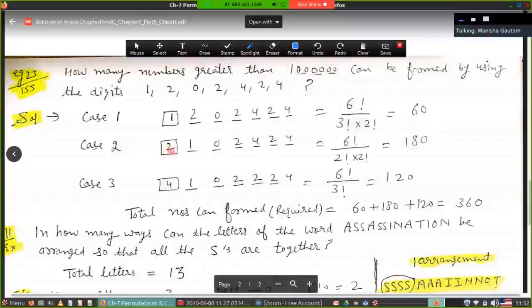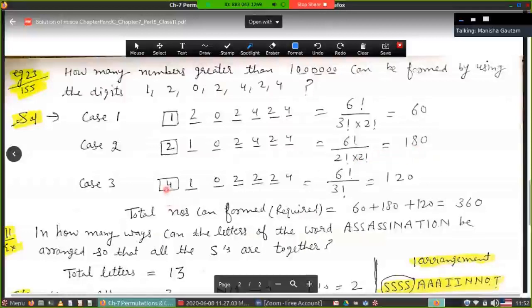If you fix 2 here, then other digits are put in the other places. Now 6 places you have to fill. 6 factorial upon, 2 is repeated 2 times, 4 is repeated 2 times, because one 2 is fixed here. And 6 factorial upon 2 factorial into 2 factorial, we are getting 180.